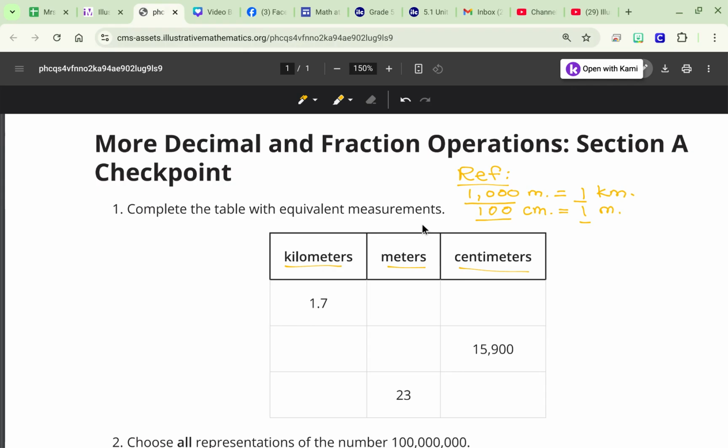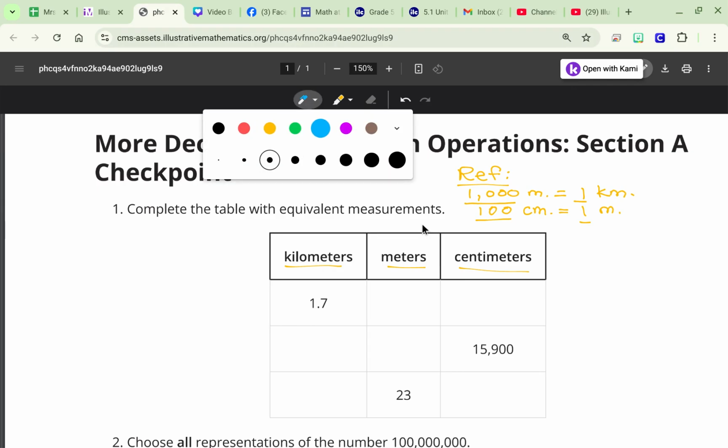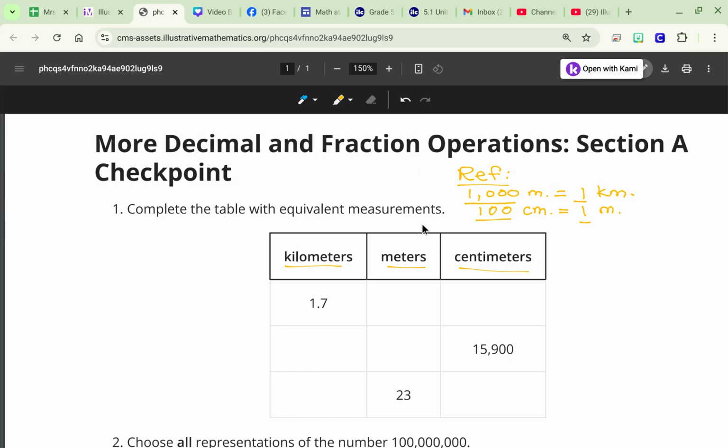So initially, notice what is happening in my chart. I'm starting with kilometers and I'm converting to a smaller unit. It's going to take more meters to communicate the same distance as it is measured in kilometers. In fact, it's going to take 1,000 times more. So to go from kilometers to meters, I know I'm going to have to multiply by 1,000.